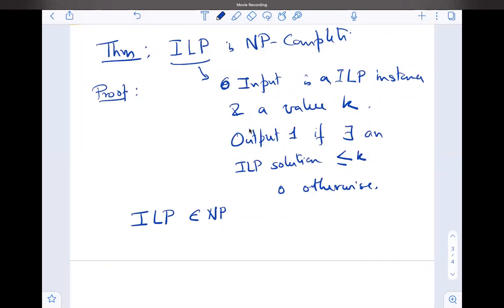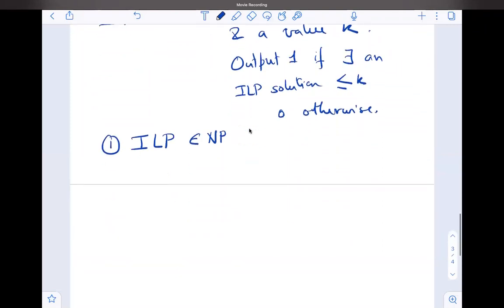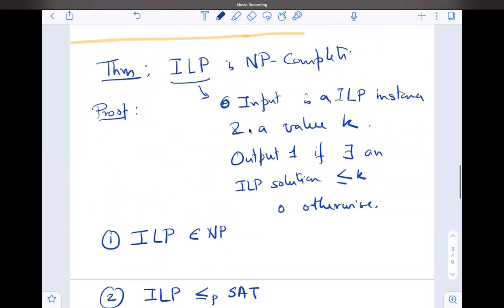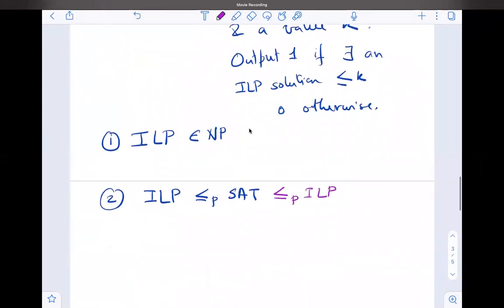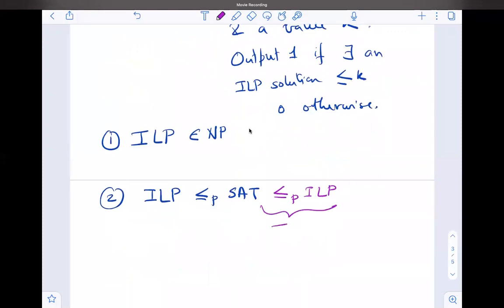So number one, ILP is in NP, which means that ILP is less than or equal to SAT. SAT is the hardest, we know that. But to prove this statement, I want to prove that SAT is less than or equal to ILP. This is what we want to show.